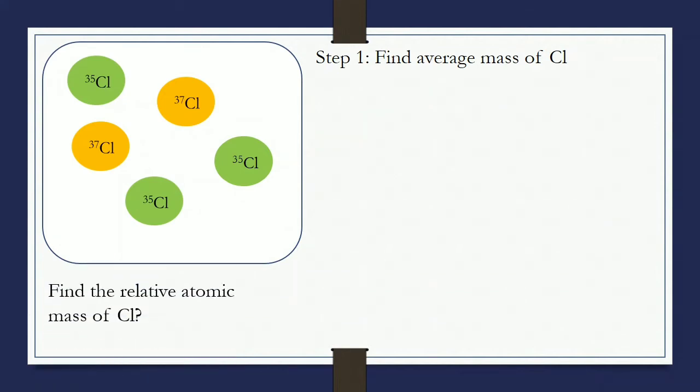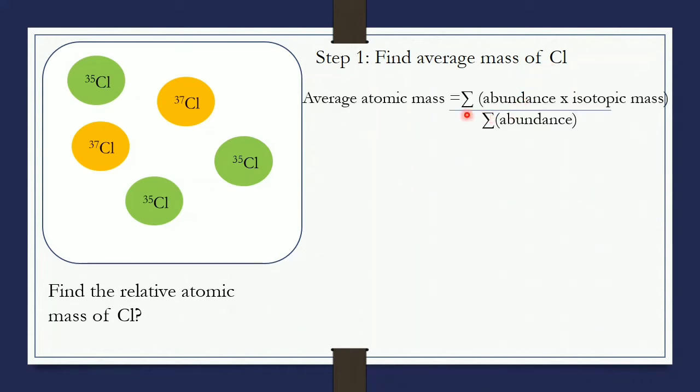Okay, so let's look at an example of how to find the relative atomic mass of the chlorine atom. As we know, there are 2 types of chlorine isotopes that occur naturally on Earth, which are chlorine-35 and chlorine-37. To find the relative atomic mass, the first thing is we have to find the average mass of the chlorine atom. The average atomic mass formula is the sum of the abundance multiplied by the isotopic mass, over the total abundance. Abundance refers to the amount, or sometimes the question will give it in terms of percentage abundance.